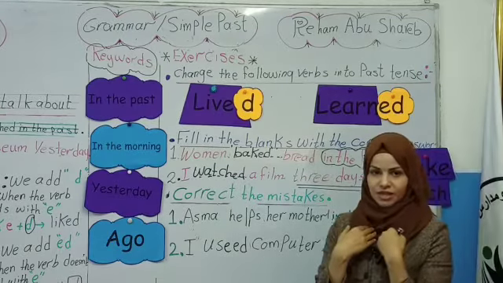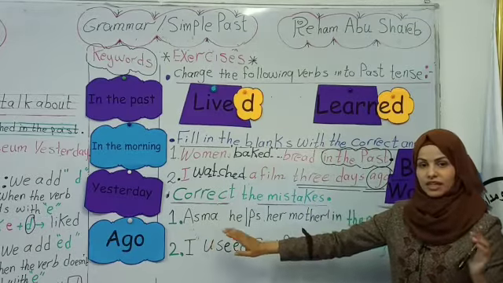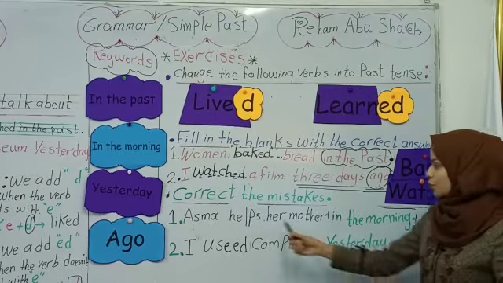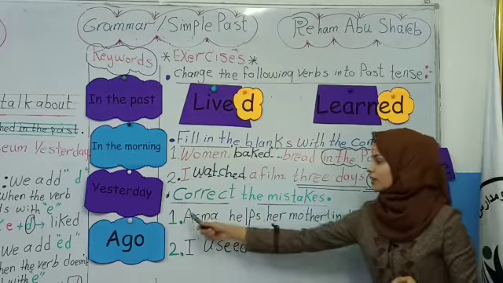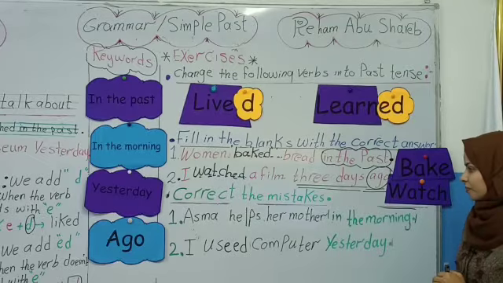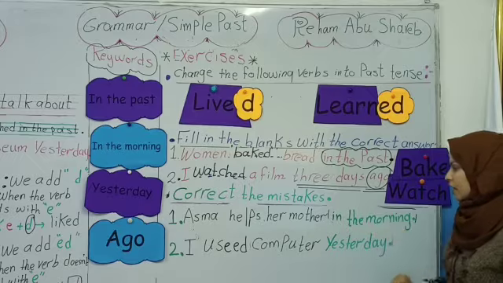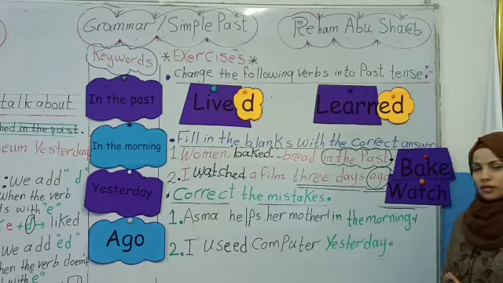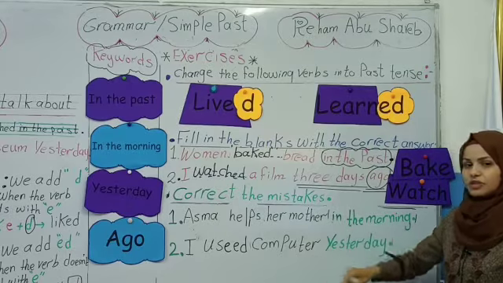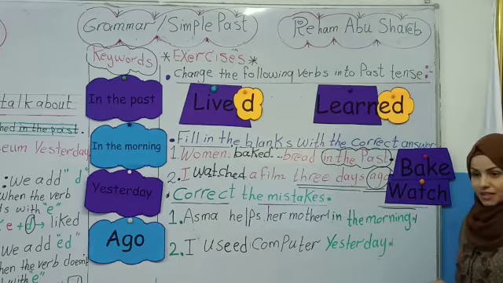Now it's my favorite game and your favorite game. Do you remember the games we always play? It's correct the mistake. I will give you a minute to find the mistakes in these two sentences. Start, my dear students. The first one, Asma helps her mother in the morning. I used computer yesterday. You have a minute to find the mistakes in the two sentences. Yeah, I can hear you. I can see you.